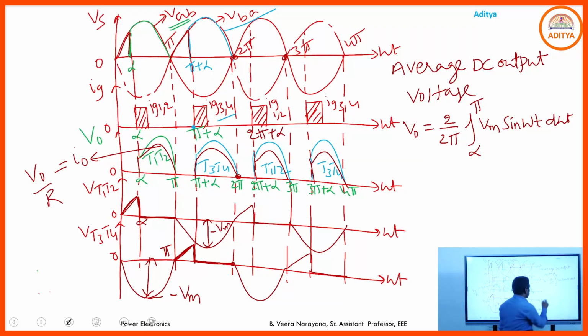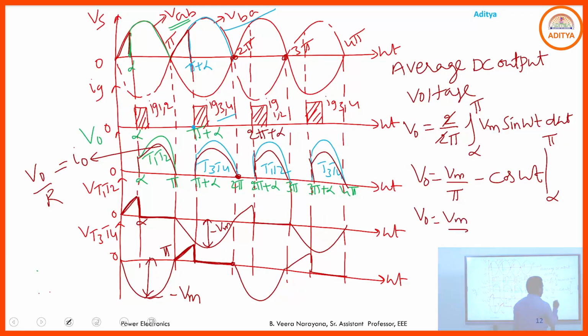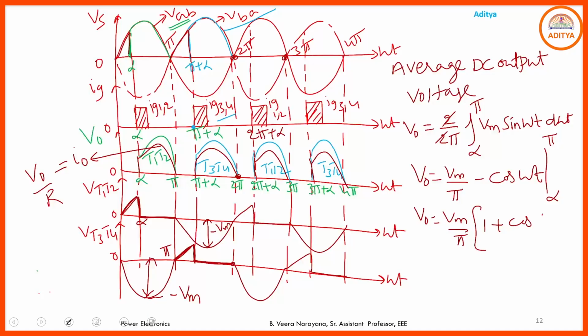By simplifying this expression, what are you getting? V naught: 2 gets cancelled. Take Vm out of the integral. The integral of sin omega t is minus cos omega t, and you replace the limits from alpha to pi. What you are getting here is V naught equals Vm by pi into minus cos pi. Cos pi is minus 1, minus of minus is plus 1, plus cos alpha. So this is the output voltage in the case of this bridge type fully controlled converter with R load.